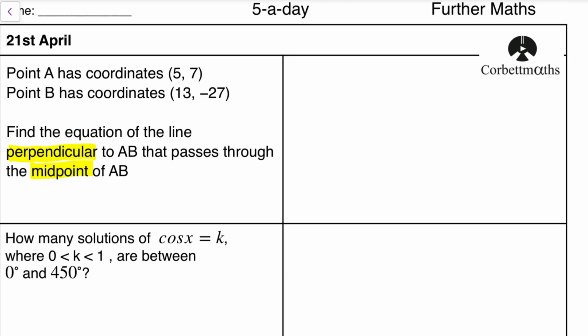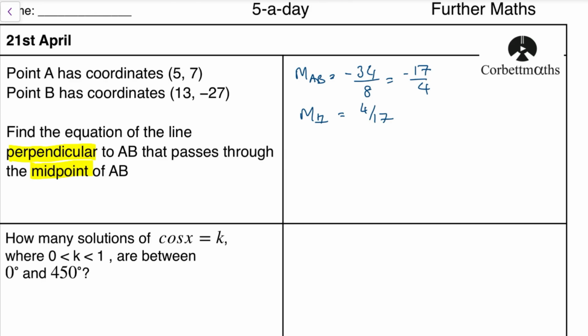I'm going to start by working out the gradient of A to B. We'll look at the y values. They go from 7 to minus 27, which is minus 34. And the x value from A to B goes from 5 to 13, which is up 8. Now this isn't a nice number, but it is nevertheless the number we've got, which means that my gradient I can write as minus 17 over 4, which means the gradient of my perpendicular, which I need for the perpendicular bisector, is going to be 4 over 17.